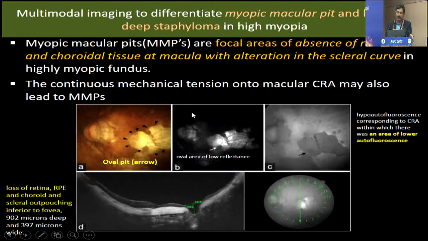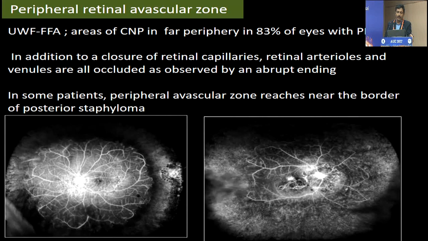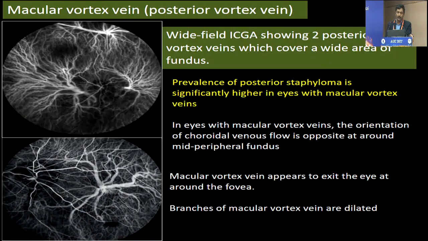Then there is an entity which has been described as myopic macular pits. These are seen due to the traction in the area of the CRA. This has to be differentiated from localized staphylomas. Peripheral avascular zones can be seen. Sometimes it can extend up to the staphylomatous edges, so wide field FFA helps in this.